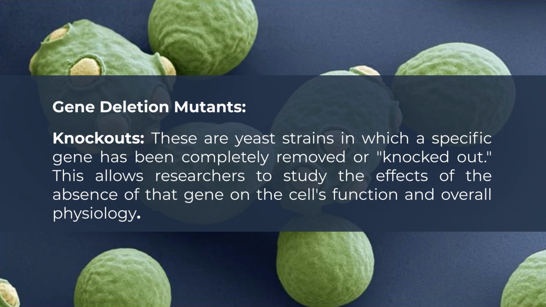The next type of mutant is gene deletion mutants. The first type is knockout. These are yeast strains in which a specific gene has been completely removed or knocked out. This allows researchers to study the effects of the absence of that particular gene on cell function and overall physiology. In a knockout mutation, a particular gene is removed, so we study how the absence of that gene, and obviously the gene product, affects the cell function and overall physiology of that cell.